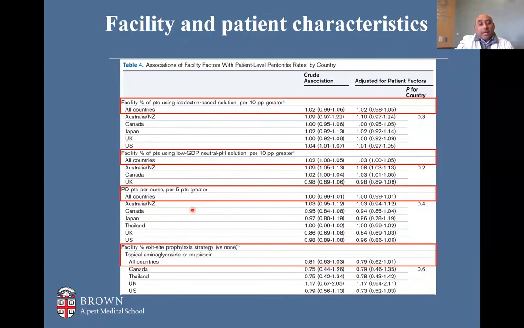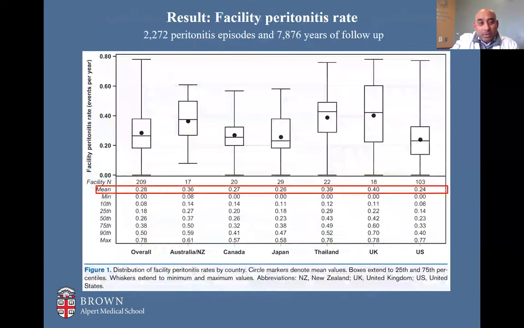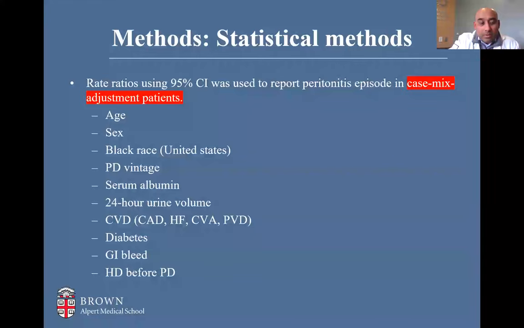What about how many patients a nurse takes care of? One may argue that more patients per nurse may cause an issue, but at least in this study, there was no difference noted that would lead to peritonitis episodes. And then, prophylaxis strategy. Did they report the nurse patient ratios? Yes. Let me go back to a table. I believe they did in this table.